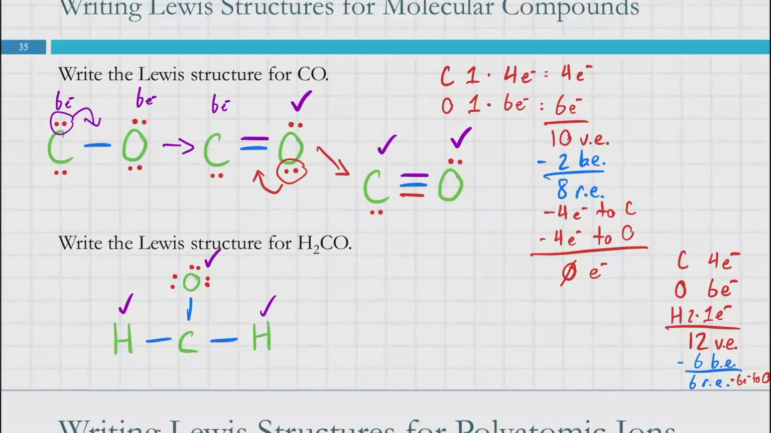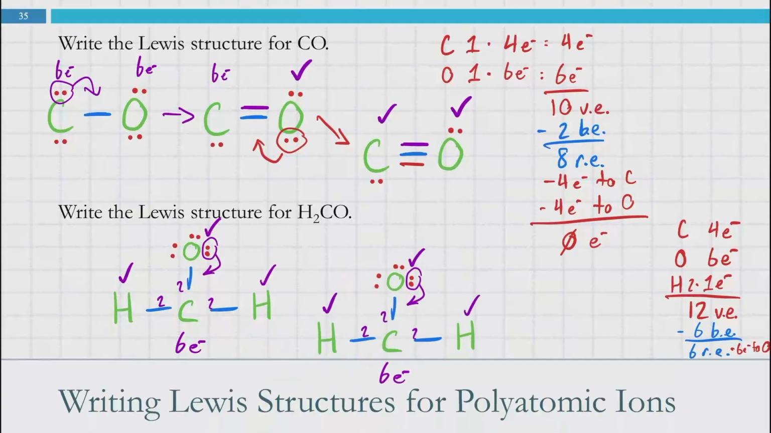How about carbon here in the middle? Carbon's got 2, 4, 6 electrons, which is not an octet. Where can we get some more electrons to share with our carbon? From oxygen. So we're going to move in one of these lone pairs.